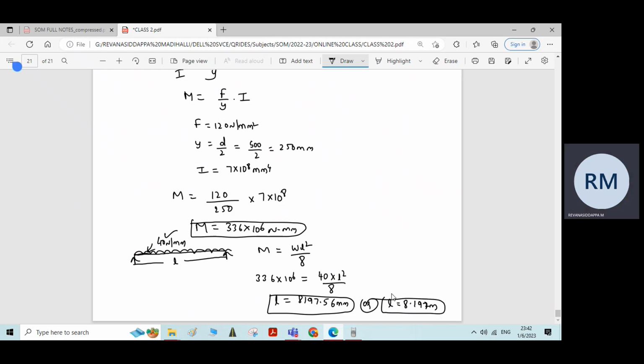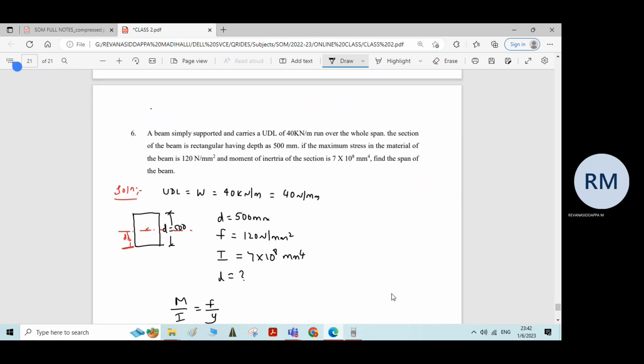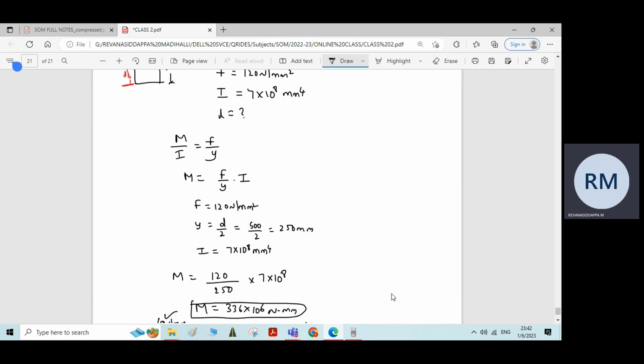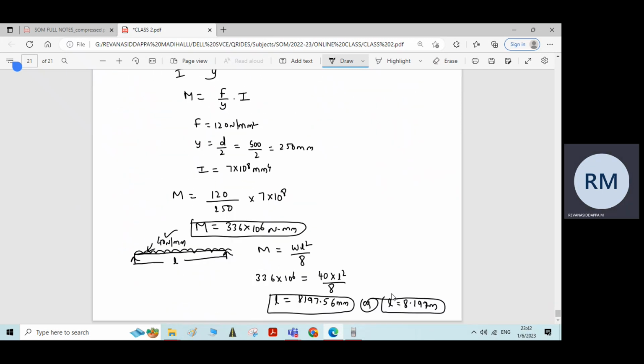Okay, by this we got the answer, length of the beam. Okay, so this solution is over, and in the next video we will solve one more problem. Thank you.